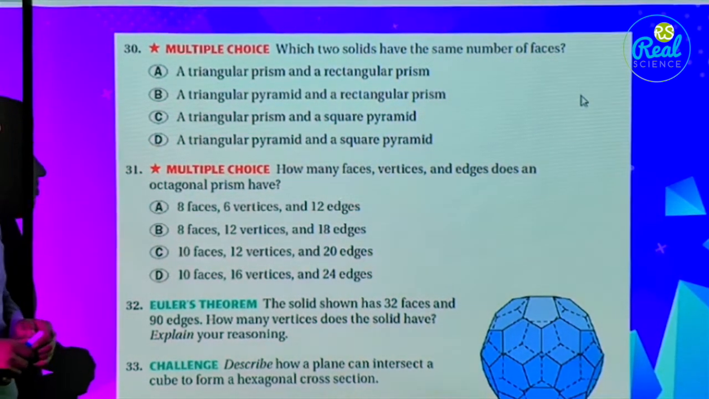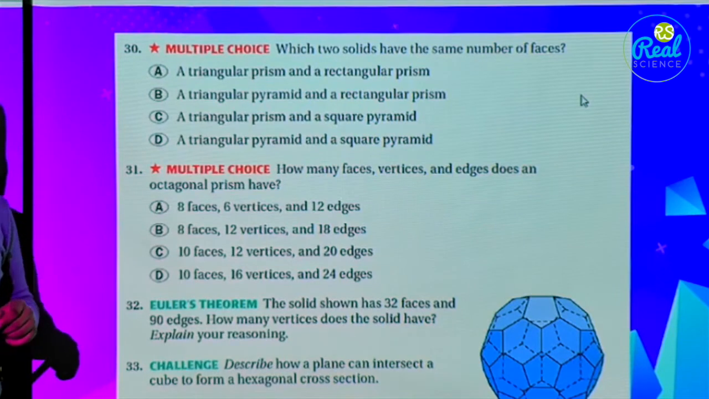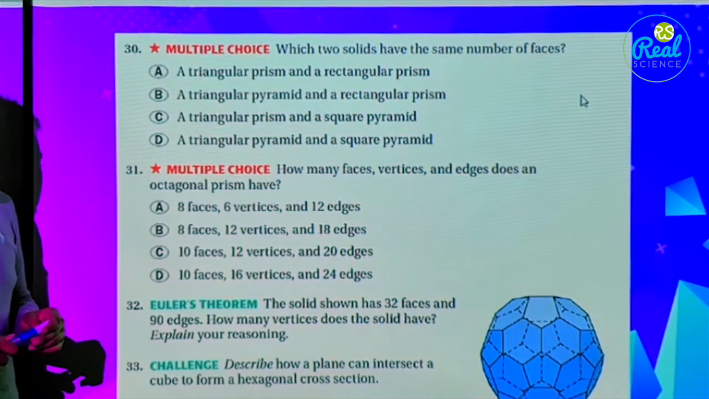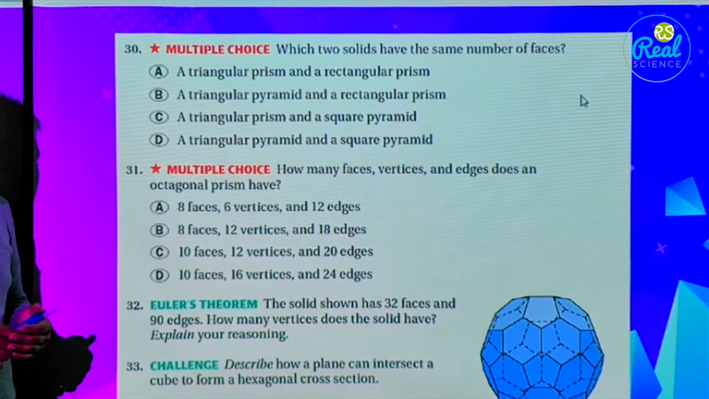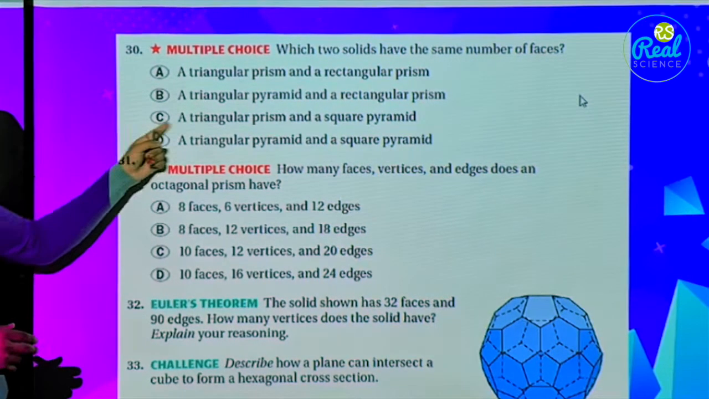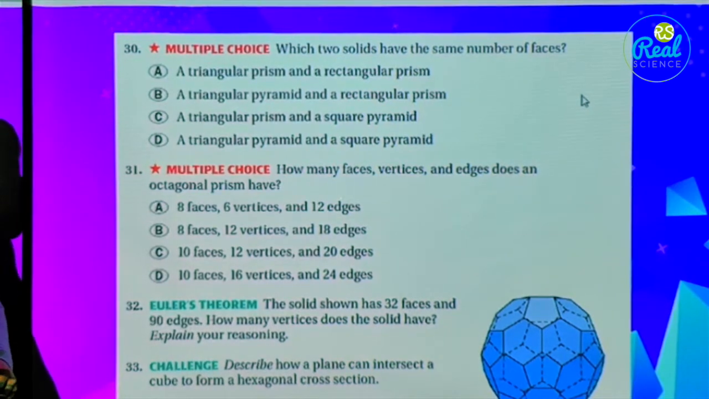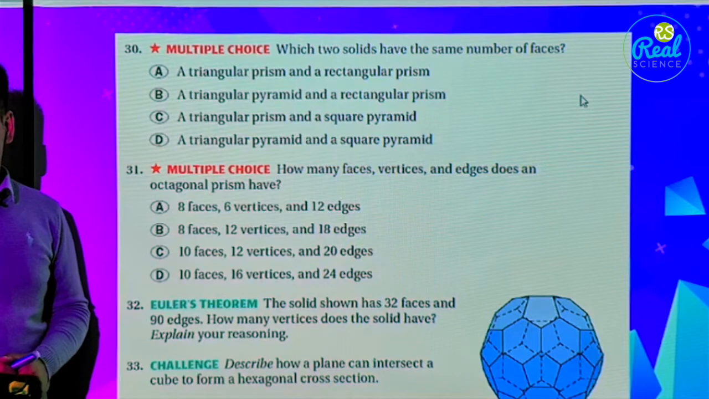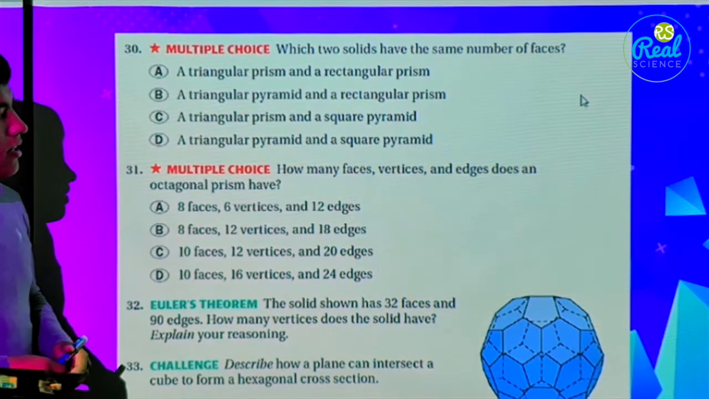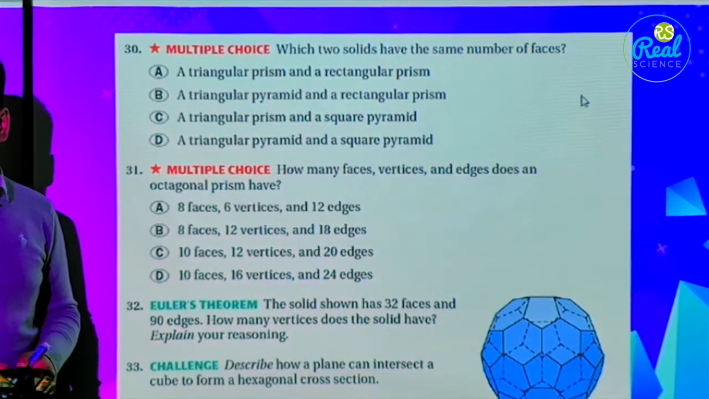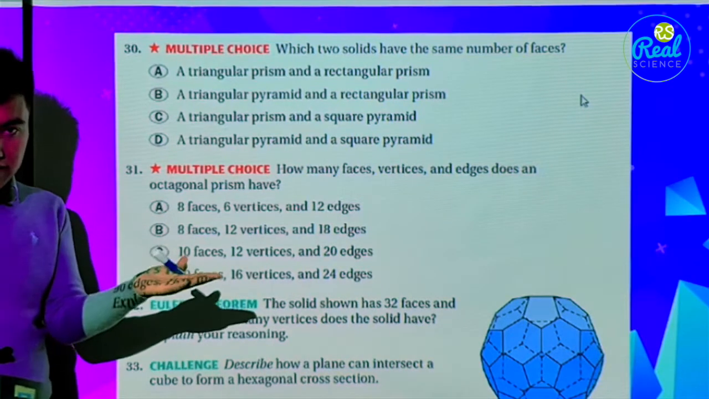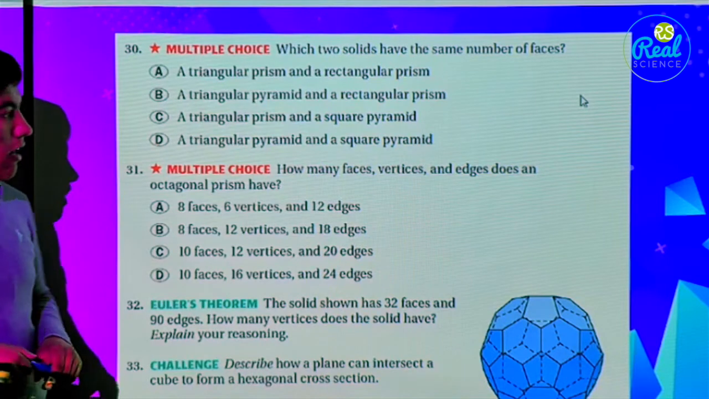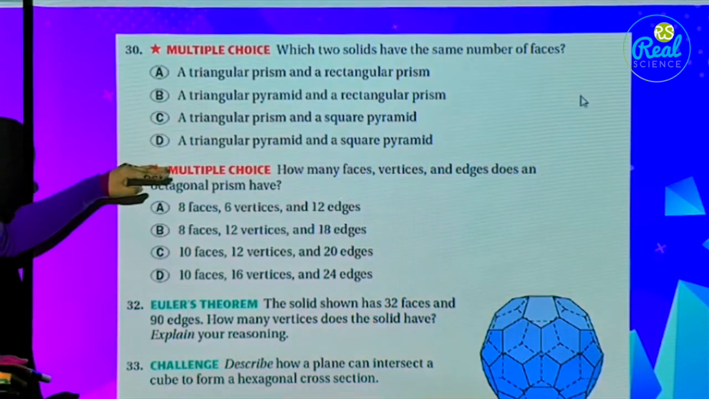Triangular pyramid and rectangular prism. Triangular pyramid, 1, 2, 3, and base 4. Rectangular prism, we said 6. And triangular prism and square pyramid. Triangular prism, we said 5, and square pyramid 5, because the base is square and we have 4 faces. 5. In this case, answer is C.